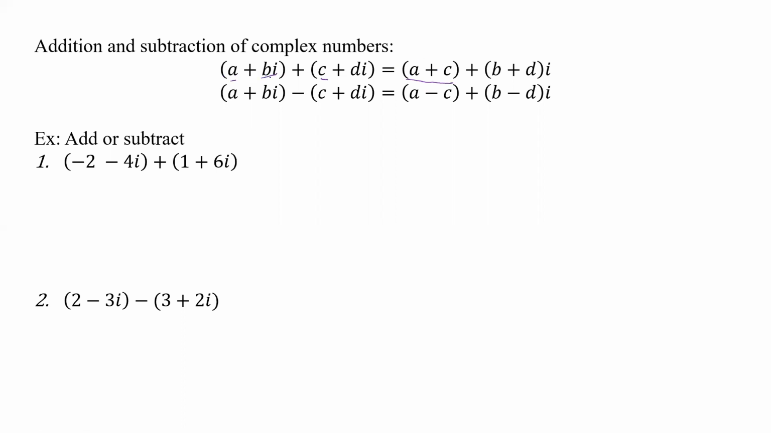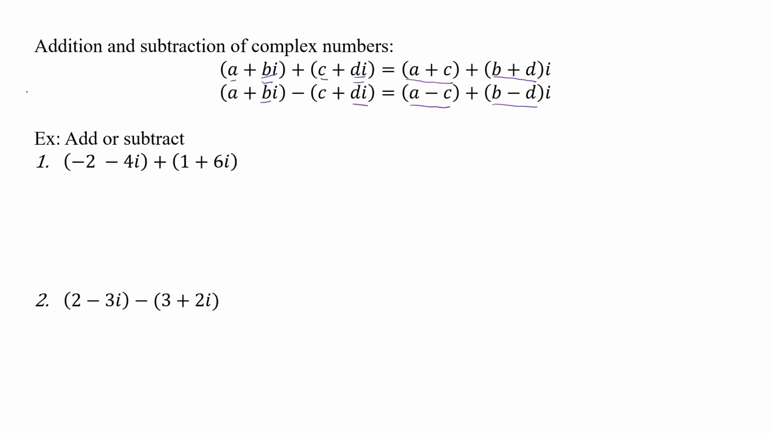Then we're going to look at the imaginary parts. So this is kind of like the number, and this is like the one with a variable on it. We're going to look at the i as our variable to keep it in line with each other. So then we'll have b plus d times our i, and that's going to be our imaginary part. Subtraction works basically the same way, except you're going to subtract. You're going to take a minus c, and b minus d, and then times your i.